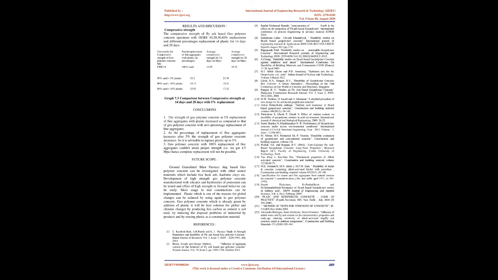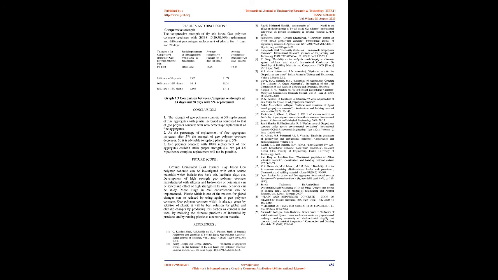Polymer concrete percentages, days, in MPa, days, in MPa. Mix F90 G10: 100% sand, 14.95 and 19.43. 95% sand plus 5% plastic, 15.2 and 21.78. 90% sand plus 10% plastic, 14.13 and 18.31. 85% sand plus 15% plastic, 12.93 and 17.12. Graph 7.3: Comparison between compressive strength at 14 days and 28 days with 5% replacement.